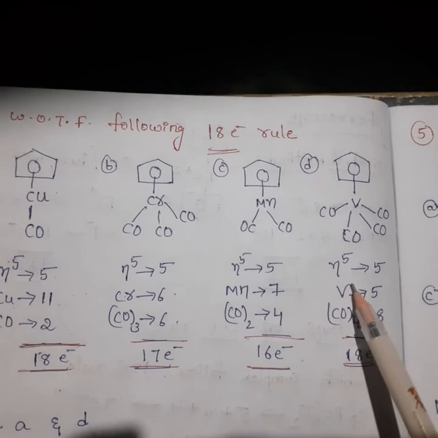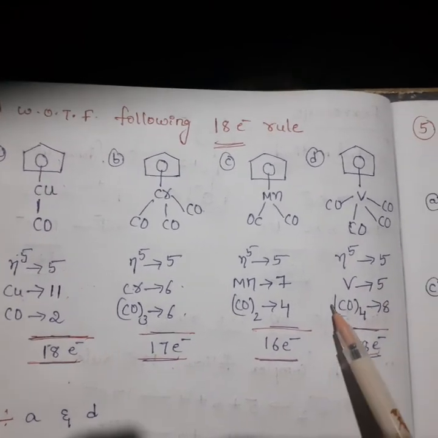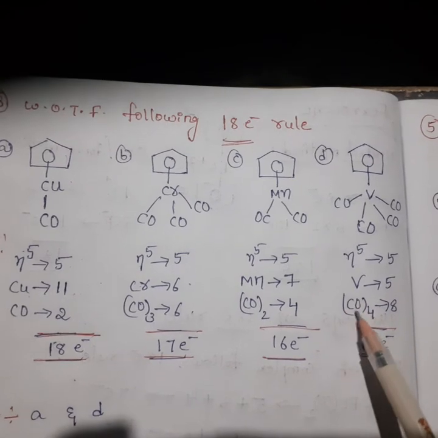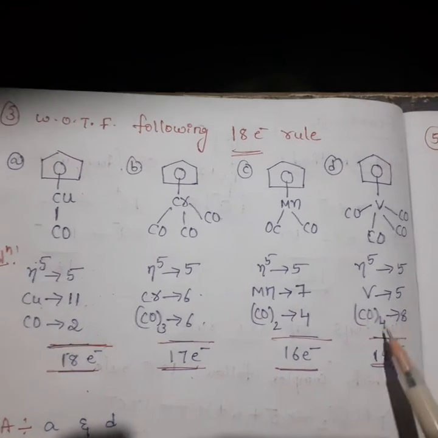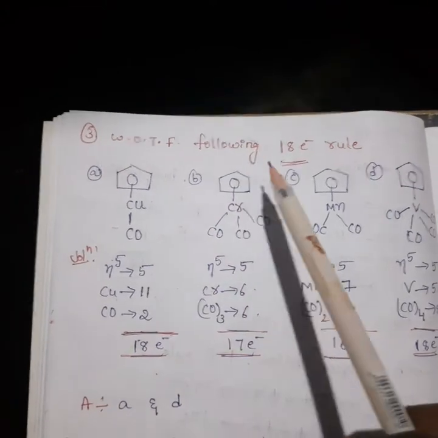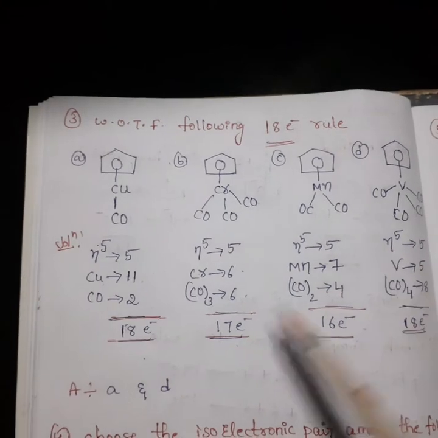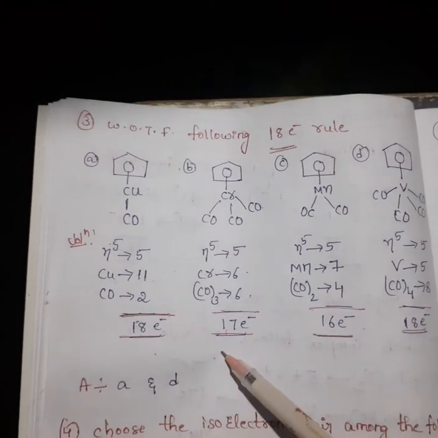Next here this is a vanadium. Valency electrons present in the vanadium is 5. Here they have mentioned carbonyls 4 times, means 4 into 2, 8. So 18 electrons. What is the question? Which of the following follows 18 electron rule? So both A and D follow 18 electron rule. Okay, I think it is clear.